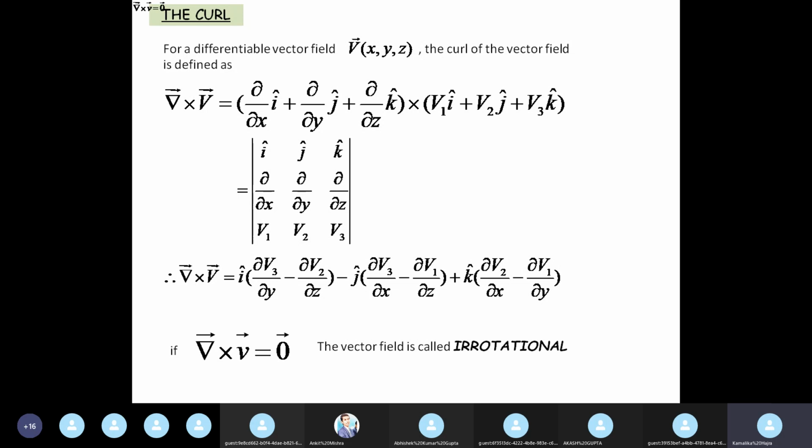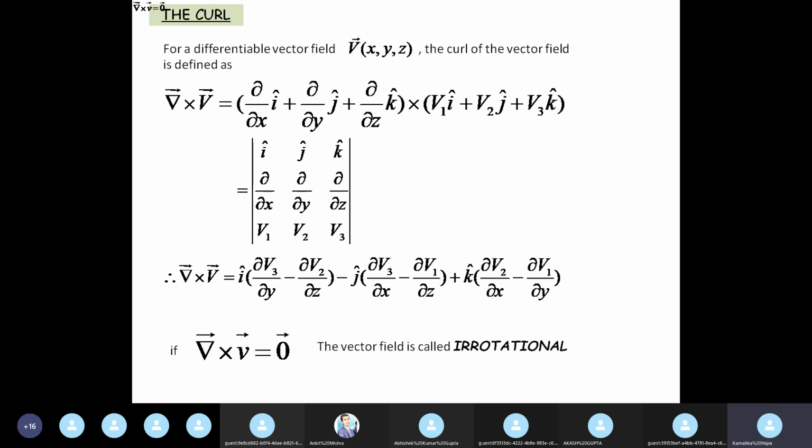So if you are given a vector and asked whether it is irrotational or not, what you have to do? You have to find the curl. If the curl comes out to be 0, you can write yes, this vector field is irrotational. We'll talk more about irrotational vector fields when we do integration theorems.